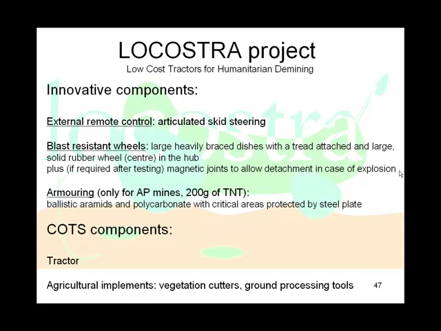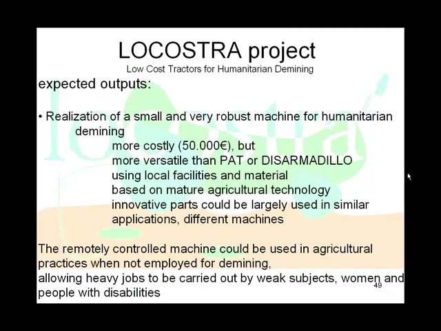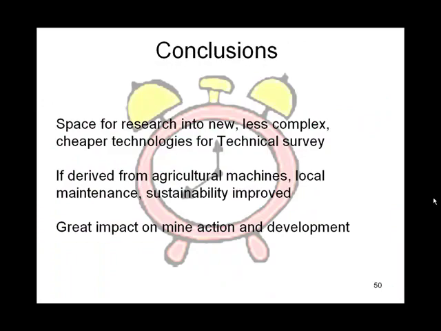And then we also want to develop a light armoring to protect the machine against anti-personnel mines up to 200 grams of explosive inside. And the time for this will be 18 months, and the budget 160,000 euros. The expected output is a machine which is slightly more costly than PART or Disarmadillo, because we aim at keeping it around 50,000 euros, but more robust and more versatile, using the same philosophy used for PART and Disarmadillo.